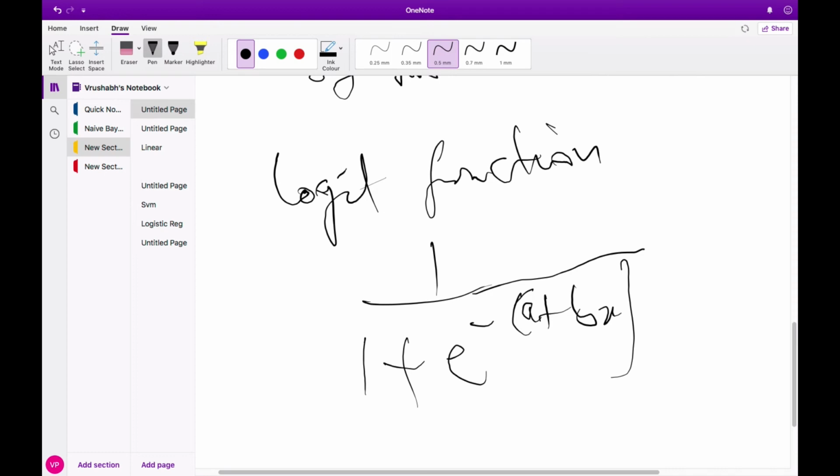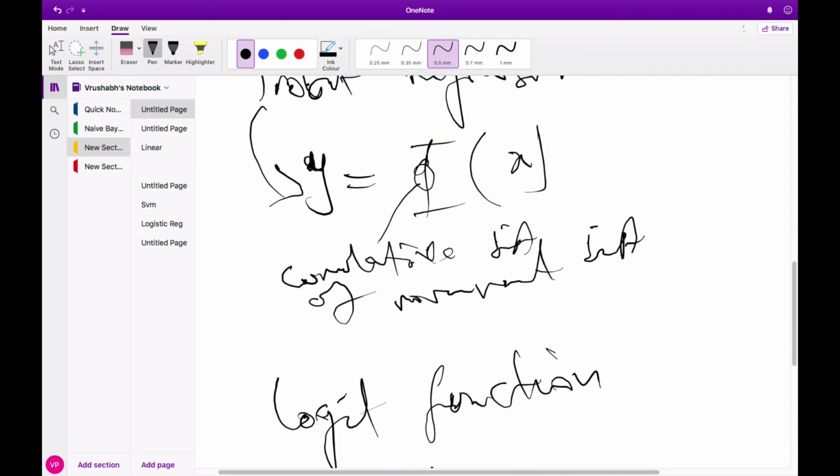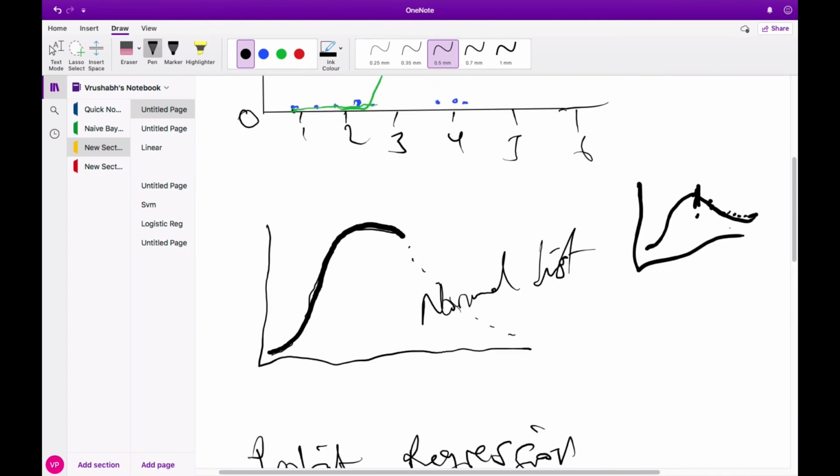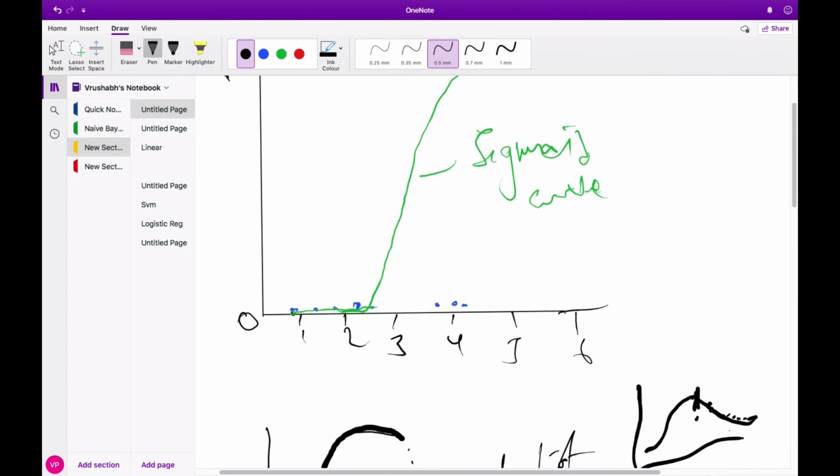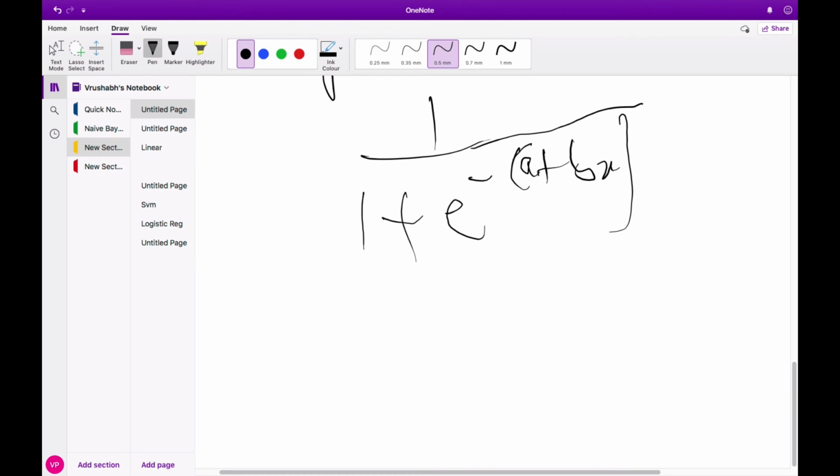So we're going to consider this logit function, basically because it helps us to plot this sigmoid curve as easily as possible. Okay, so we're going to consider that.